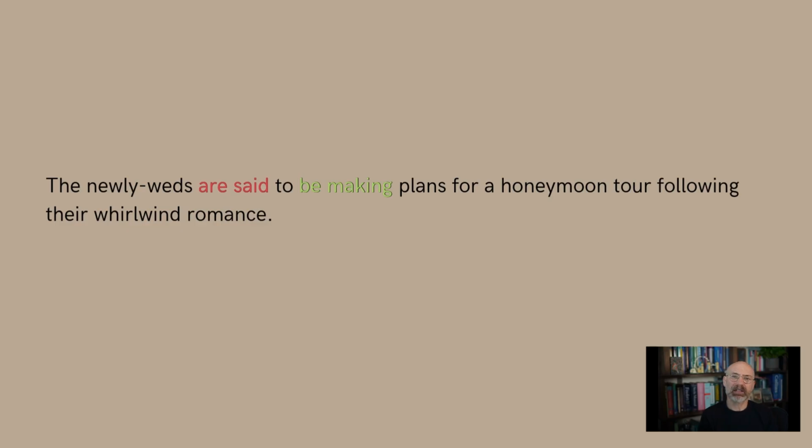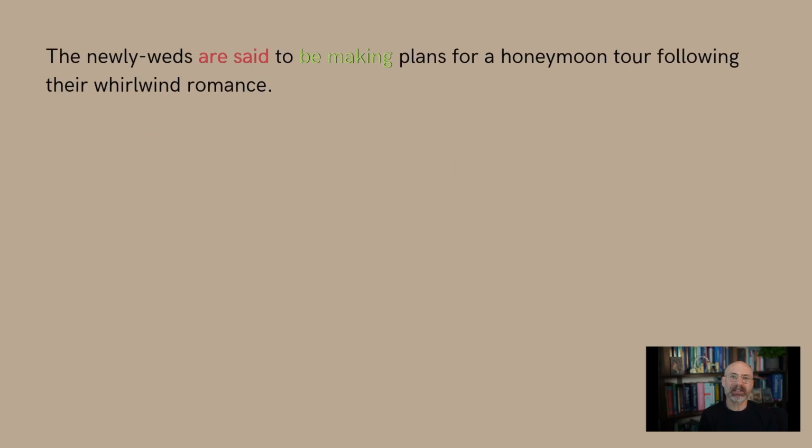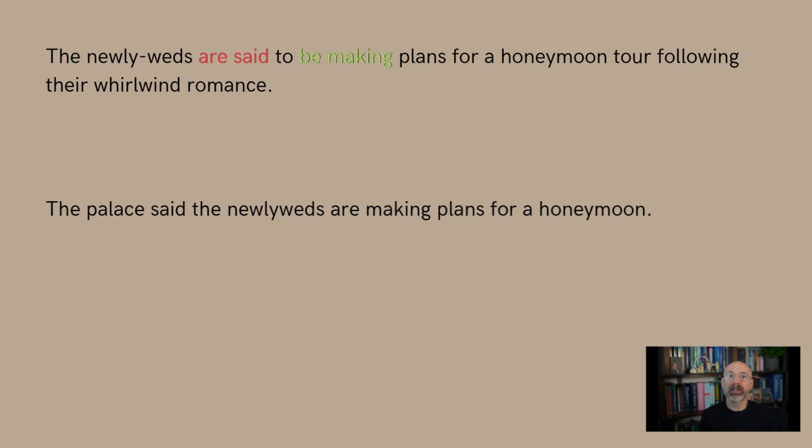So it's a little complicated. It's probably easier if I make this an active voice. The palace said the newlyweds are making plans for a honeymoon. This kind of reported speech gives us the information without the need to use the exact words. So here I made the sentence a simple active sentence using the palace as my subject and said as my verb. But that verb could have been reported, announced, or some similar verb, and then the information.